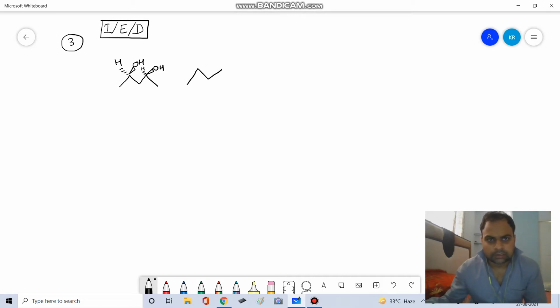Let me draw another structure. This hydrogen is behind the plane of the screen and this OH is towards us. This OH is away from us and this is H. There is OH, there is H, there is OH, there is H.